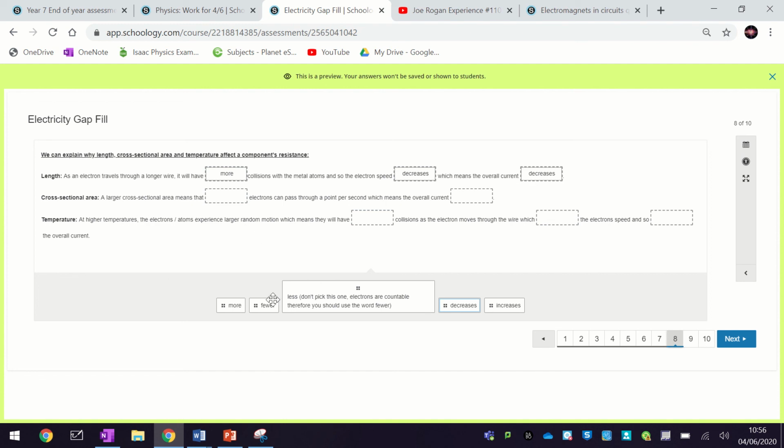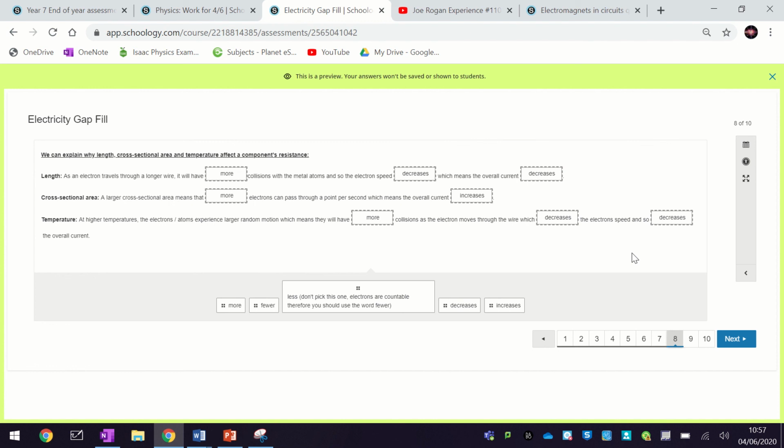A large cross-sectional area means that more electrons can pass through a point per second, because if it's wider, you can get more through. And that's another factor that can cause the current to increase. At a higher temperature, the electrons and atoms experience larger random motion. So imagine them vibrating around, which means that they will have more collisions as the electron moves through, which decreases the electron's speed and so decreases the overall current.